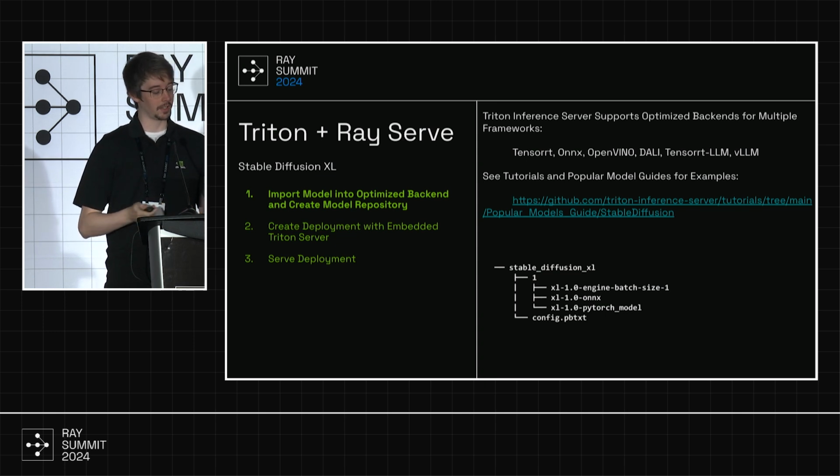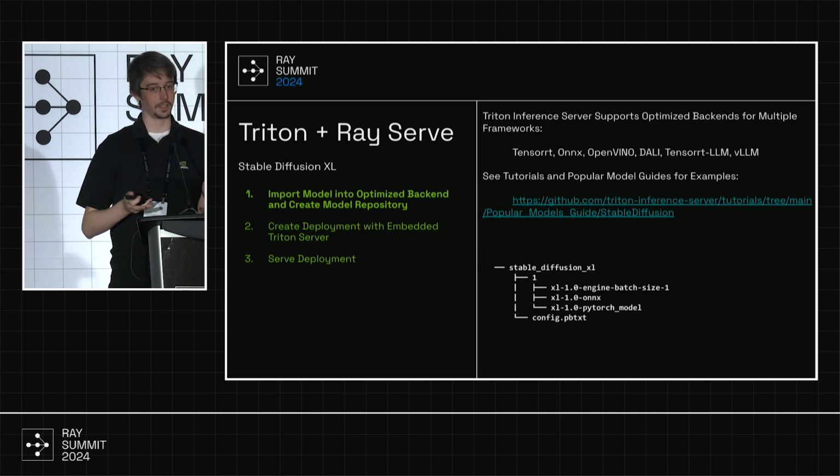On the right-hand side here, the first step for any Triton user is to prepare a model repository. This is just a defined structure for how Triton will read and manage your models. In this example, you can see a model folder called Stable Diffusion XL, where for version 1 of this model we have a few files. At inference time, we only need one of these, and you can choose in this example. We have the XL engine batch size 1, which is a TensorRT model. We have XL 1.0 ONNX, and then we have the same for PyTorch.